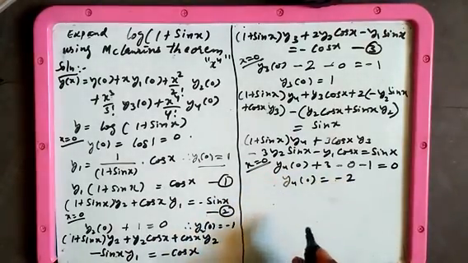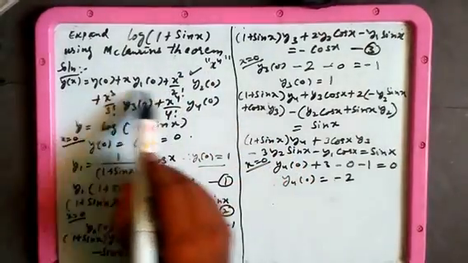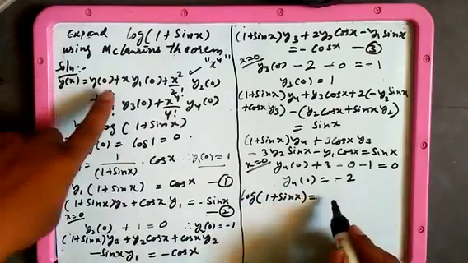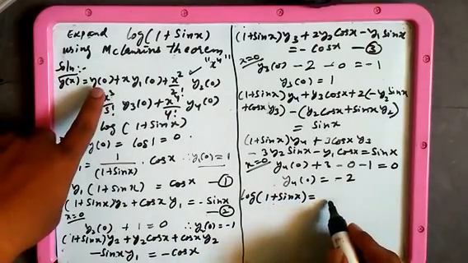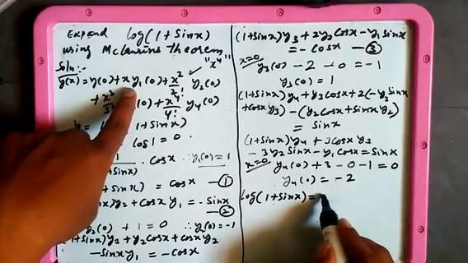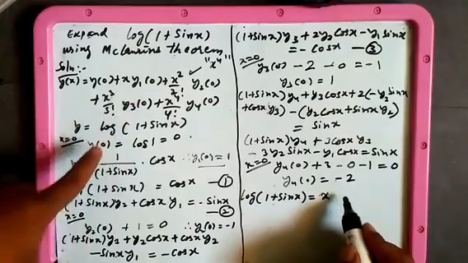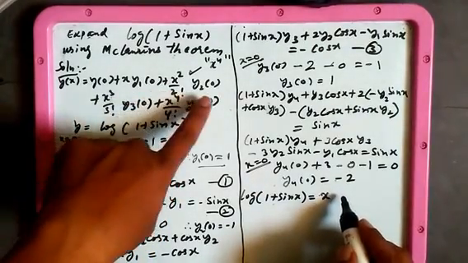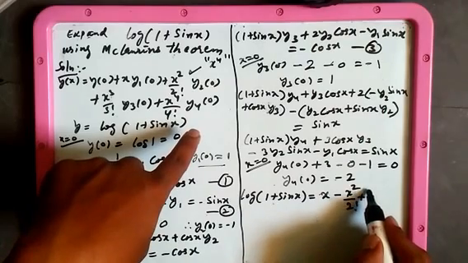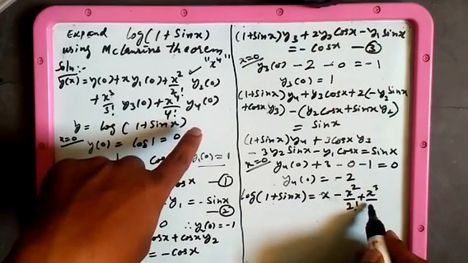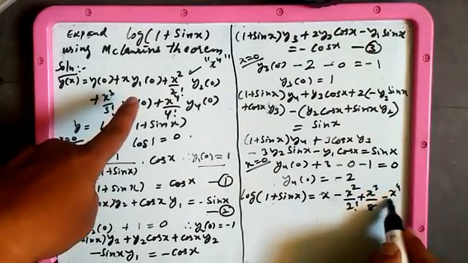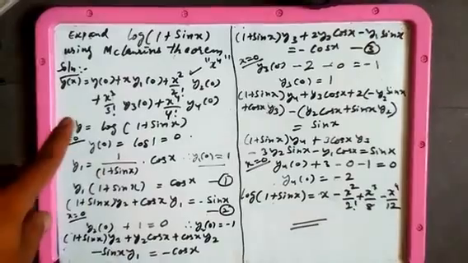Now substituting all this in the Maclaurin's theorem equation, you will get log of 1 plus sine x is equal to, y at 0 is 0, y1 at 0 is 1, so therefore the first term is x, then the second term, y2 of 0 is minus 1, so minus x square divided by 2 factorial, then plus x cube by 3 factorial, that is x cube by 6, then minus x raised to 4 by 12. So this is the answer you will get after solving the equation.